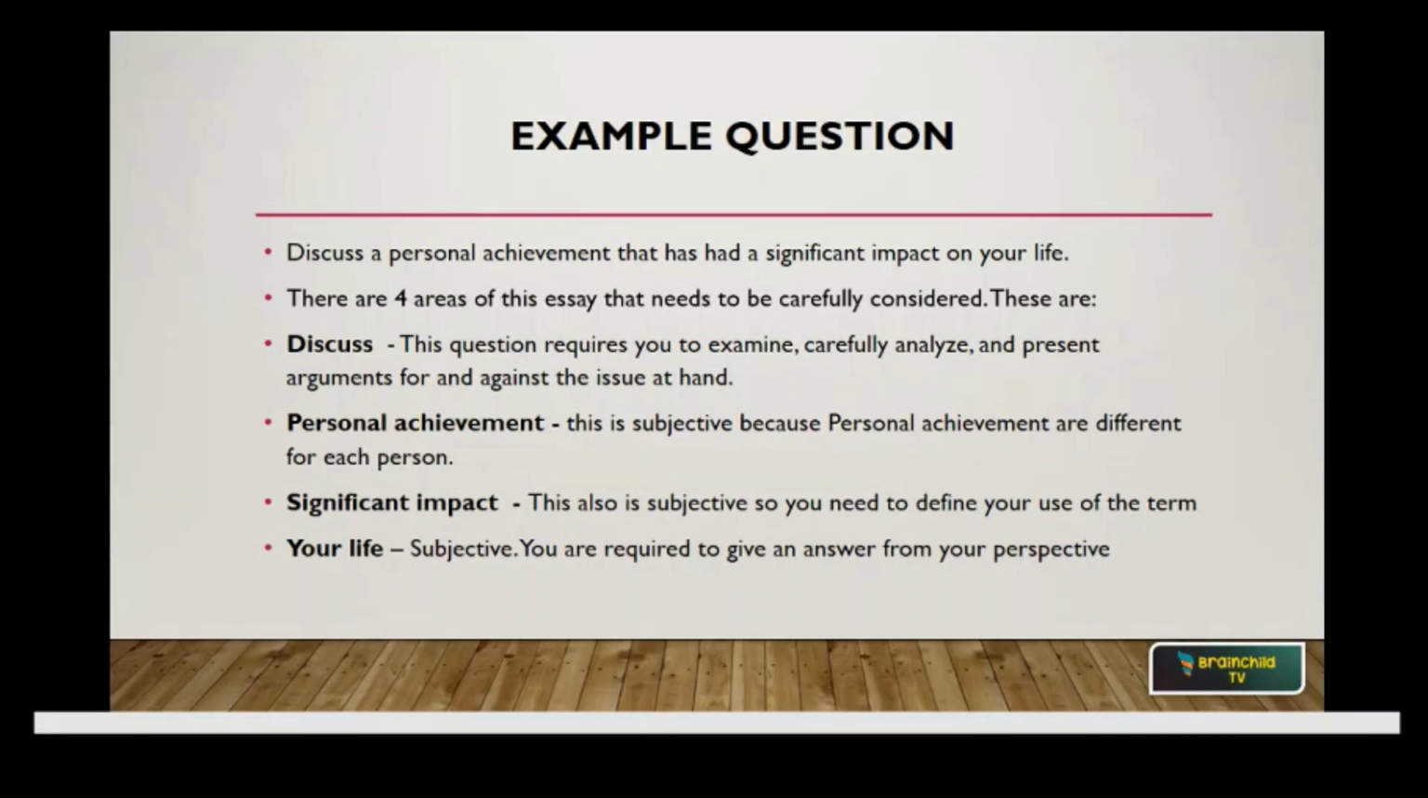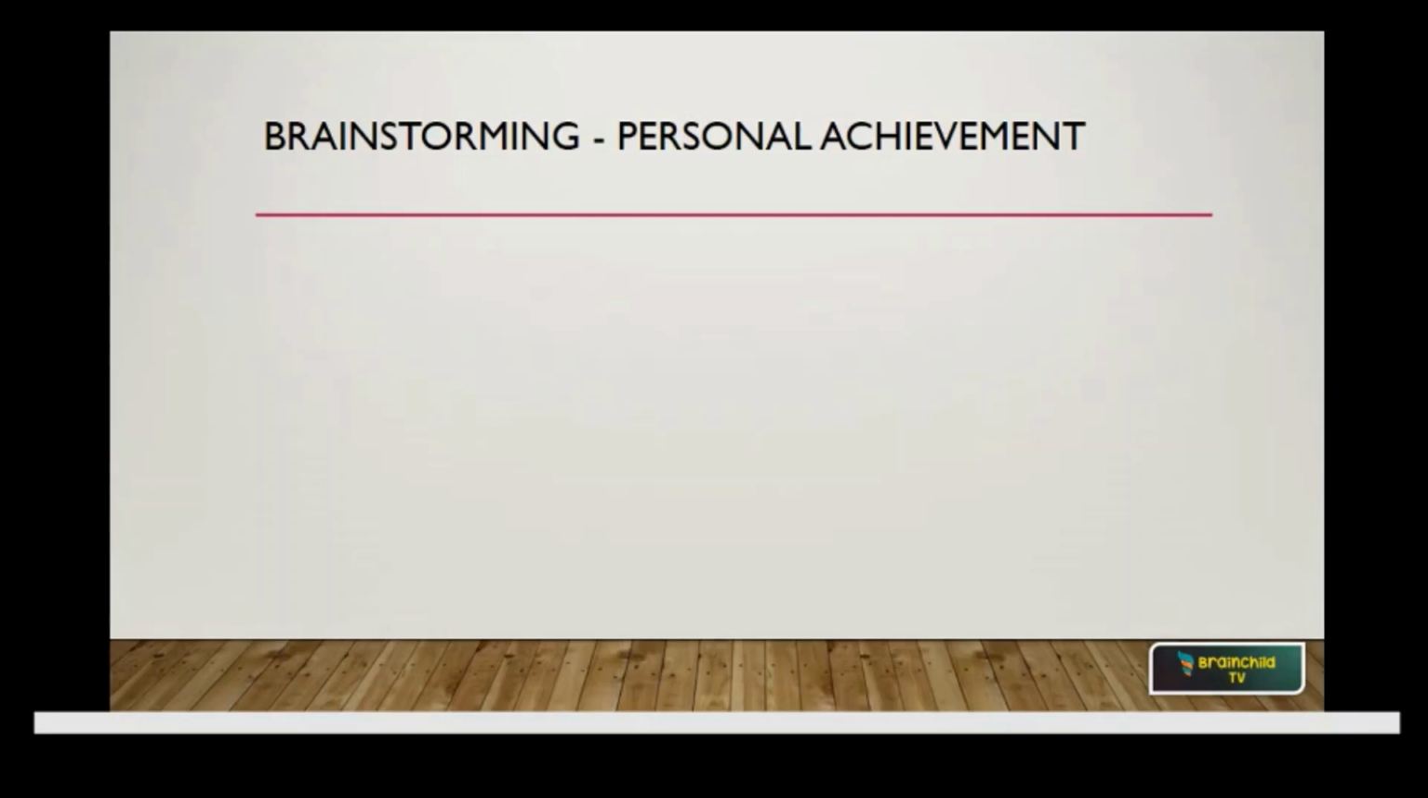Okay, so let us look at how we would brainstorm a question like this. In brainstorming a question like this, I break it down into 2 parts. What are the areas of personal achievement? And here I come up with a list, but you can always expand that list or contract it or change it based on what you think. This is just my subjective view based on my own experience.